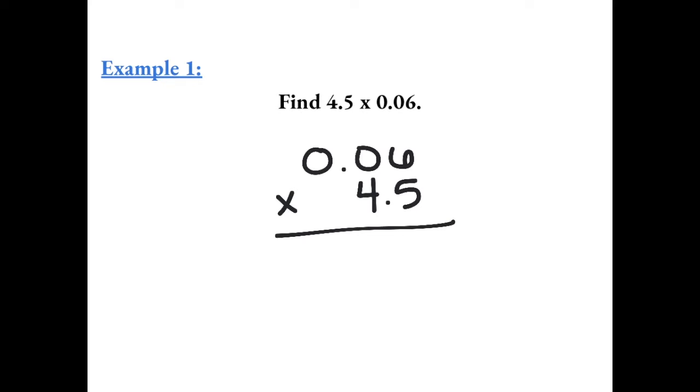So just like in the last video, I like to put the longer number on top because when you're multiplying decimals, you do not have to line them up. So now we just multiply regularly. 6 times 5 gives us 30. 5 times 0 plus 3 gives us 3, and then we have 0.